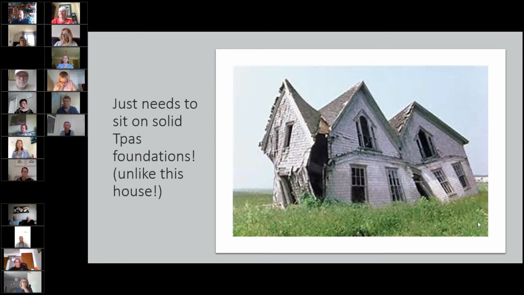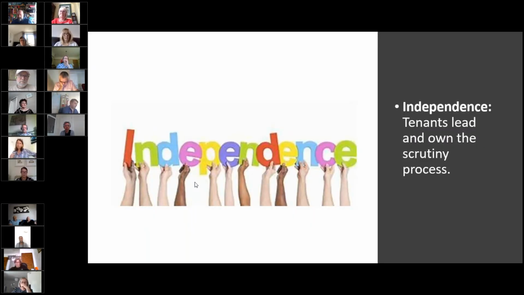So starting with the next slide, I want to talk a little bit about how important this particular principle or foundation is. Independence, because without independence, scrutiny is meaningless, it's pointless. What needs to happen is for tenants, customers, residents, whatever you want to call yourselves, to lead and own the scrutiny process, and that's most important. And people say, well, how can that be? How does that even happen? Give us examples.